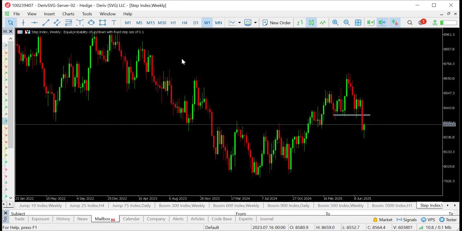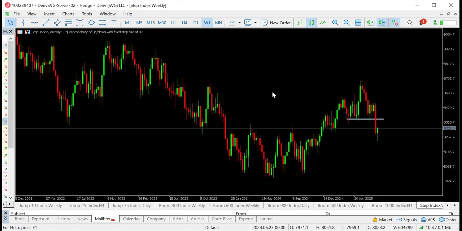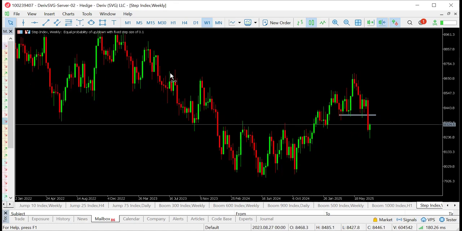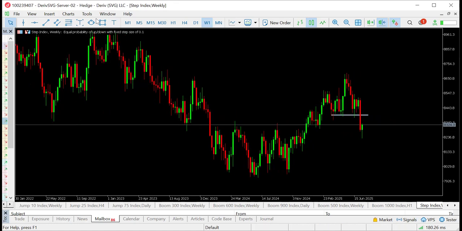So we're on the weekly time frame, and from the weekly time frame, let's just see what this index has been doing. If we're to analyze it from what we're seeing on our chart, we can see that initially it was making a series of lower lows and lower highs. Now, what do I mean? If we look at this, we can see that it was initially in a downtrend.